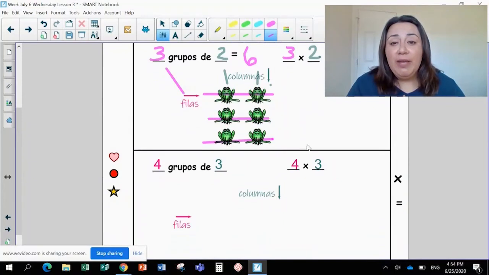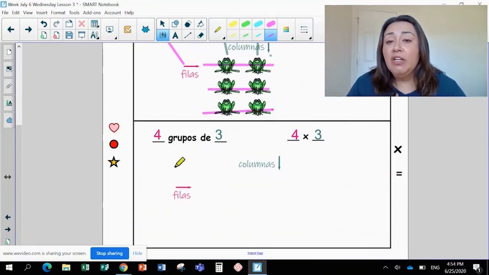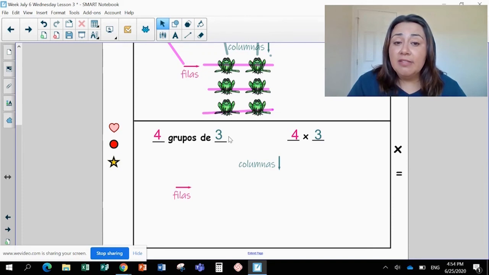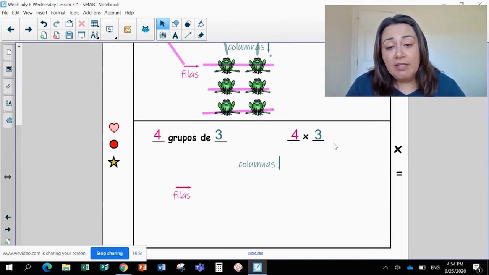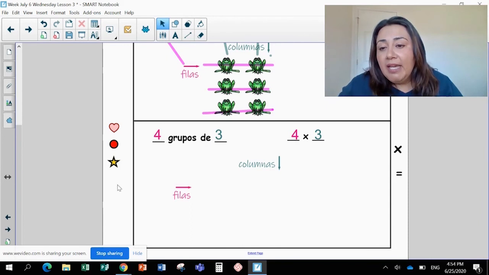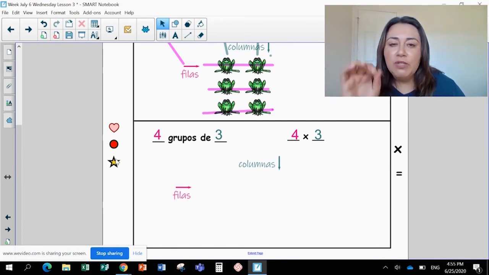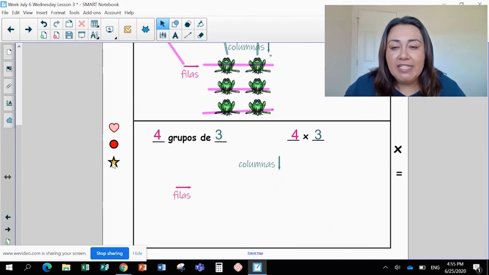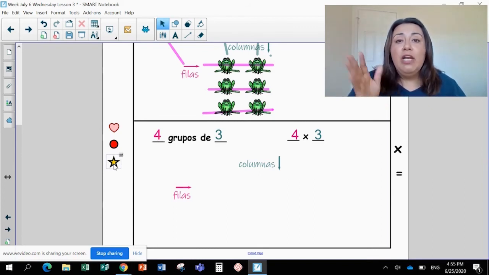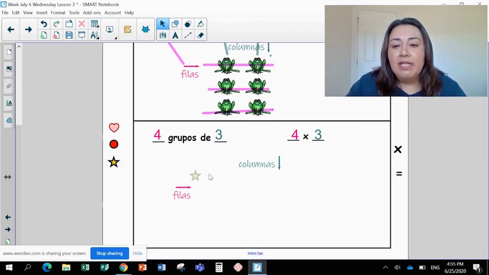Vamos a ver el segundo ejemplo. El segundo ejemplo viene siendo, ahora en vez de darles el dibujo, les estoy dando las cantidades. En este ejemplo quiero 4 grupos de 3 o 4 por 3. Así que yo voy a elegir las estrellas porque yo estoy segura que todos ustedes en casa son unas superestrellas que están practicando y trabajando duro. Así que, ¿cuántas filas necesito? 4. Para mí se me hace más fácil acomodar las filas primero y luego las columnas para saber cuántas necesito poner en cada fila.